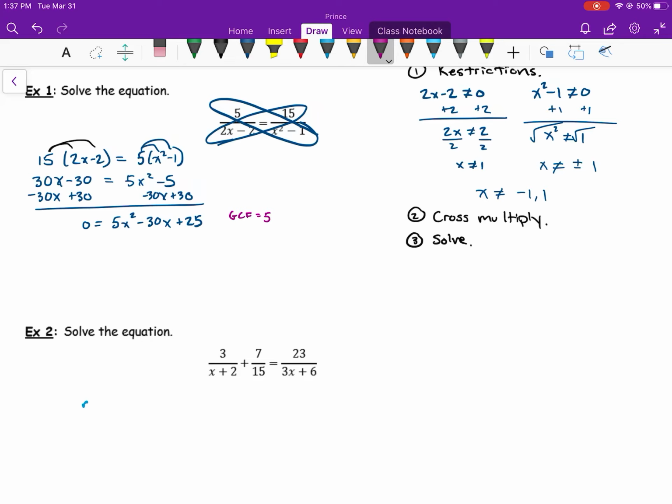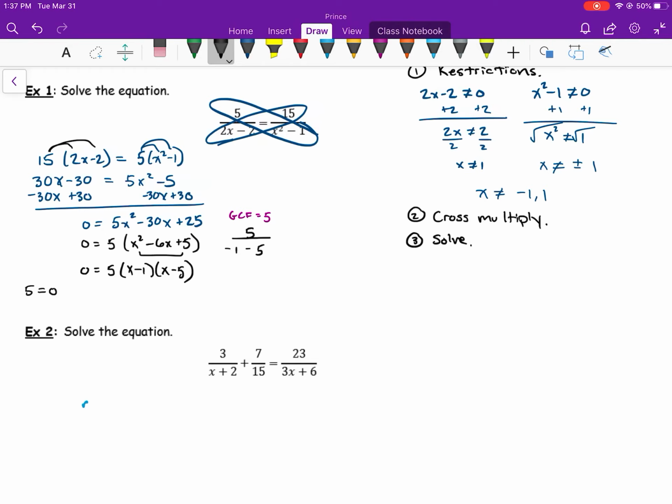This problem here has a greatest common factor of 5. So 0 equals 5 times x squared minus 6x plus 5. Now we have to factor. First times last gives me 5. 5 is prime, so only factors are 1 and 5. -1 and -5 multiplied together make +5, and then they add together to make -6. So here we'll get 0 equals 5 times x minus 1 and x minus 5.